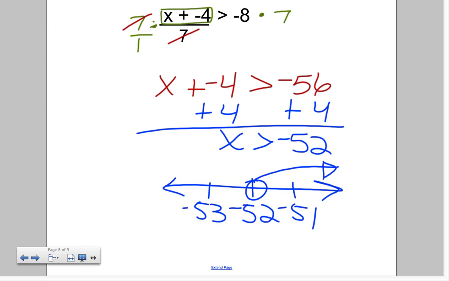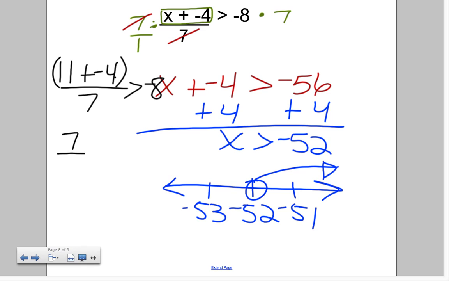So here, you guys want me to use 0 or something else? 11. All right, we'll do 11. So we're going to do this one, negative 8. Remember, we have to simplify the top first, and that would be 7 over 7 has to be greater than negative 8. And what's 7 divided by 7? 1. Is this 1 greater than negative 8? Absolutely. All right, try one more.